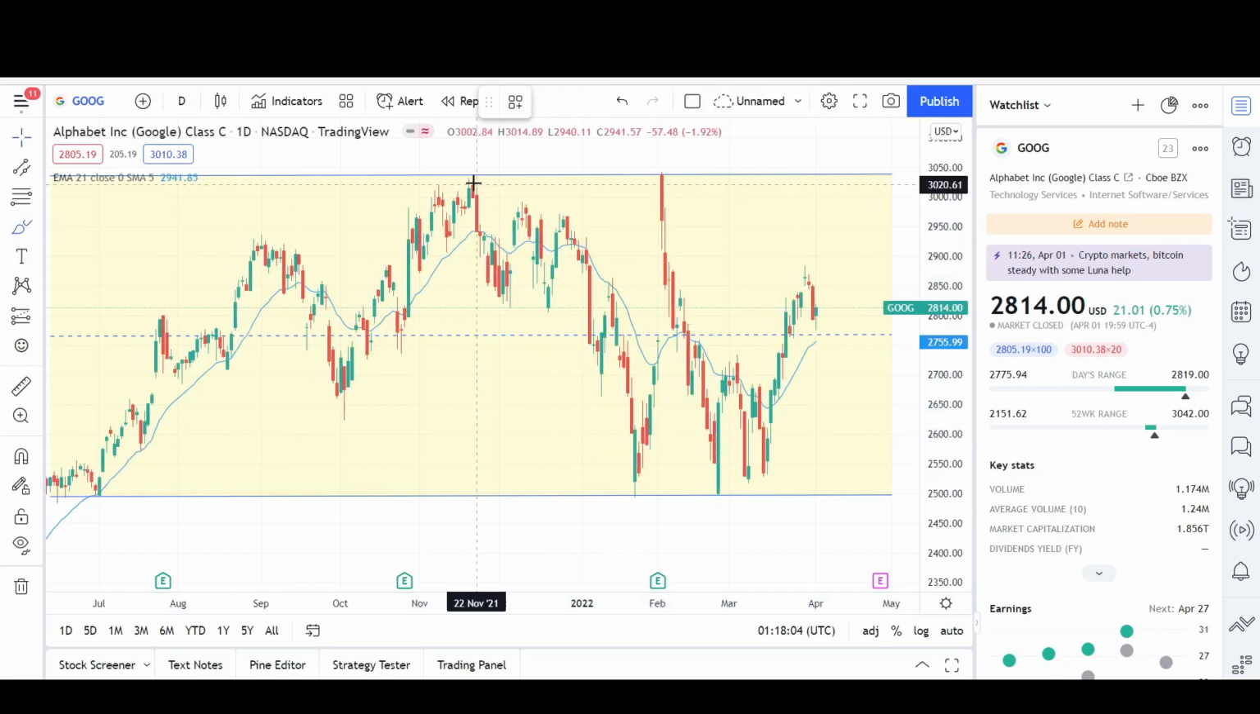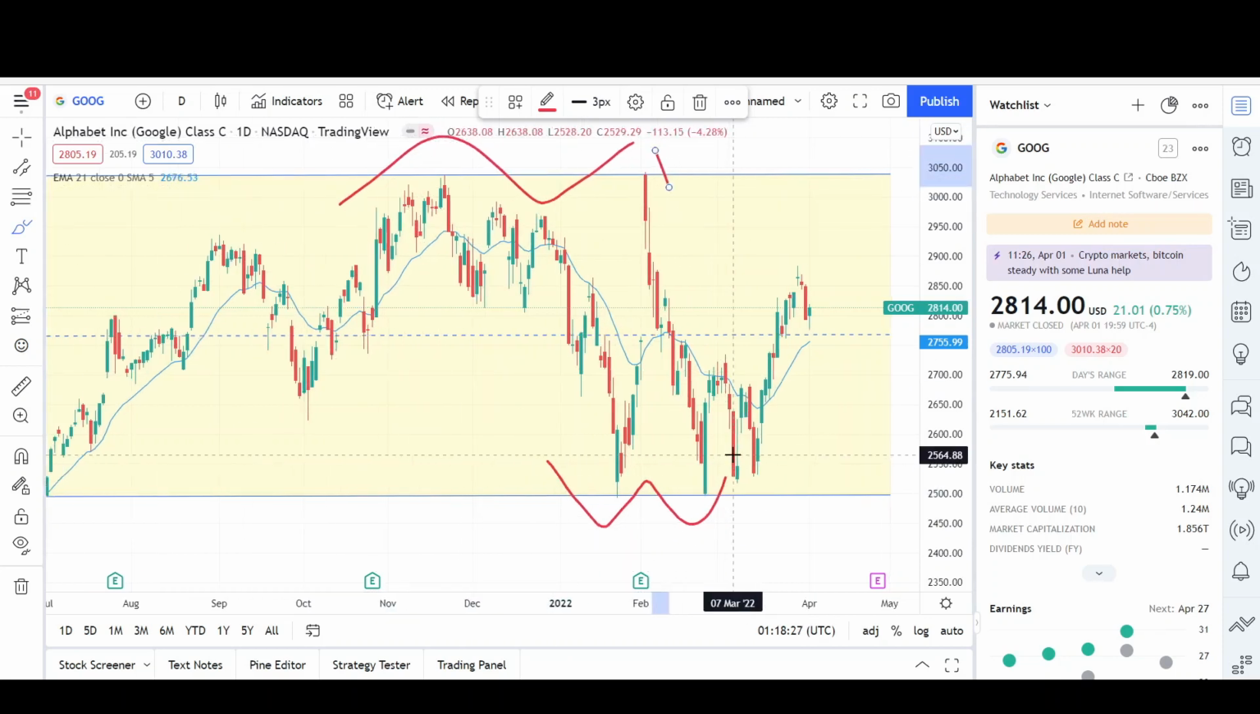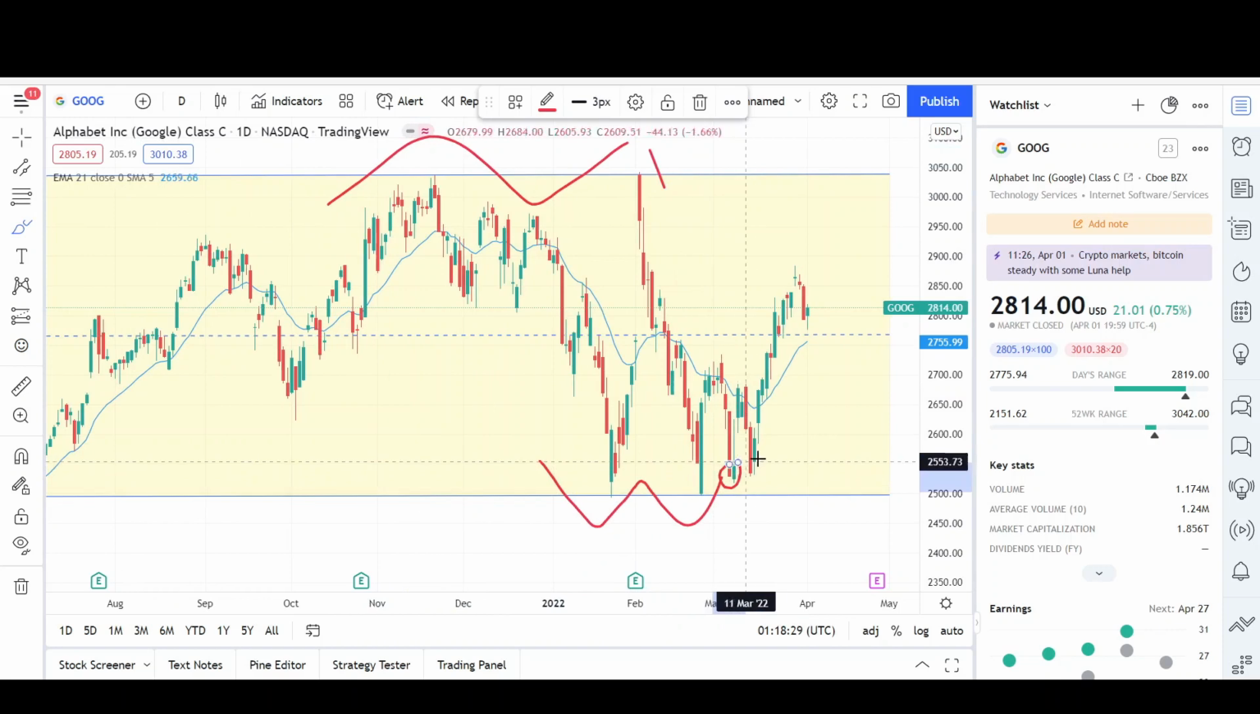We went up, got rejected in November of last year at the $3,000 level. We went down and bounced strongly at the $2,500 level this year. Then we went all the way back up to the highs at the $3,050 level, got rejected again. Then we went back down to lows at the $2,500 level, created a support or a double bottom. Before we had a double top, now we made a double bottom, and then we started making higher lows, which shows signs of weakness in the selling.